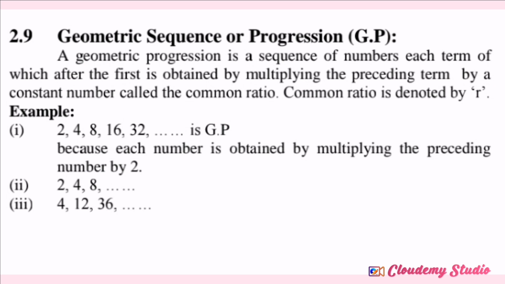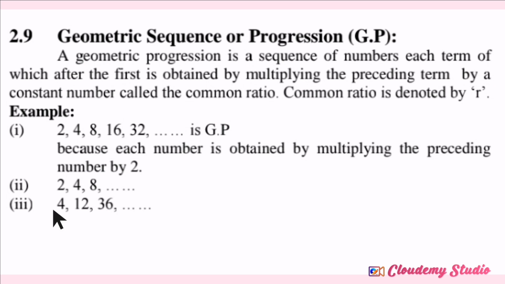An example of a geometric progression is 2, 4, 8, 16, 32, and so on. This is a geometric progression because here the value of R is 2. 2 multiplied by 2 gives us 4, 4 multiplied by 2 gives us 8, and so on, because each number is obtained by multiplying the preceding number by 2.